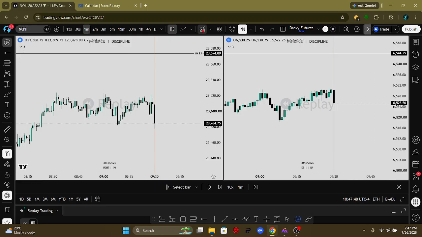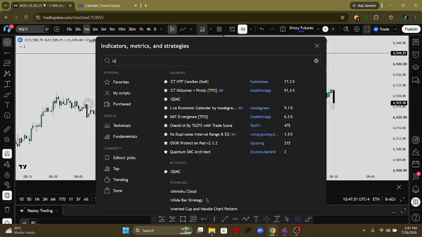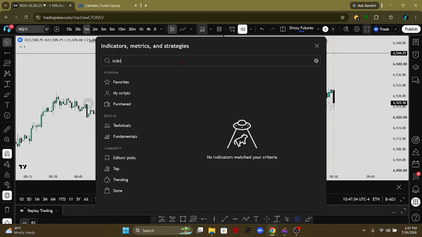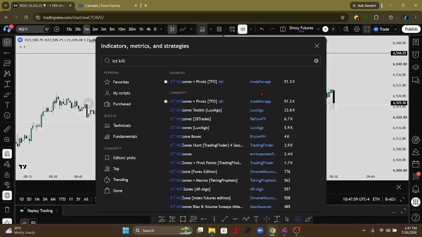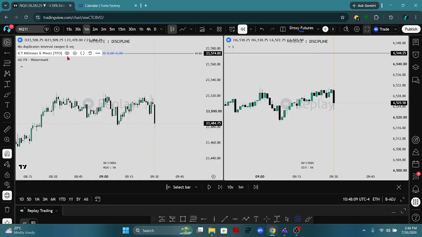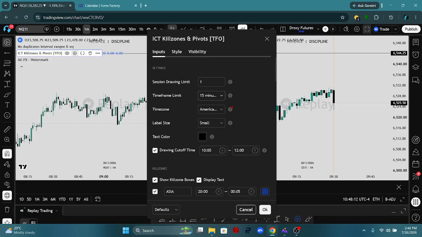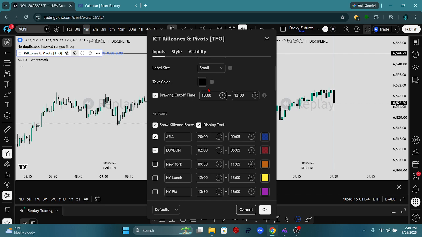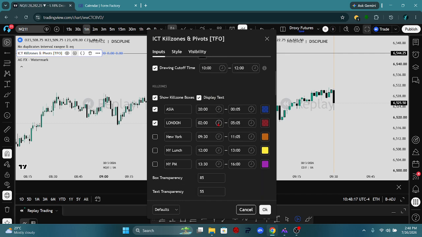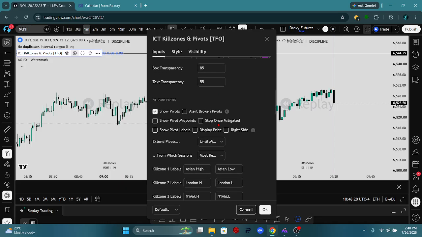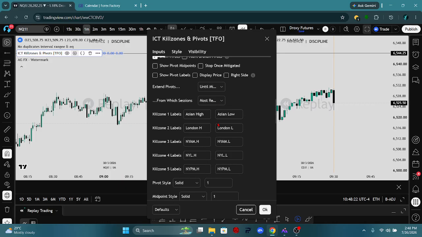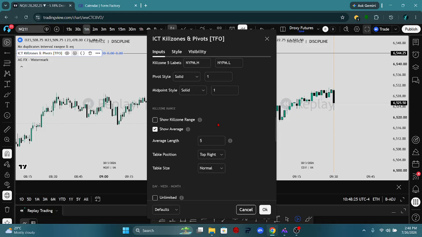So you come here, then you type ICT key zones and pivot by TFO, used by 51.3k users. This one is ICT key zones plus pivot TFO. For that one, you can follow the same settings I have here. If you want, you can do your own style. These are the settings that I use.